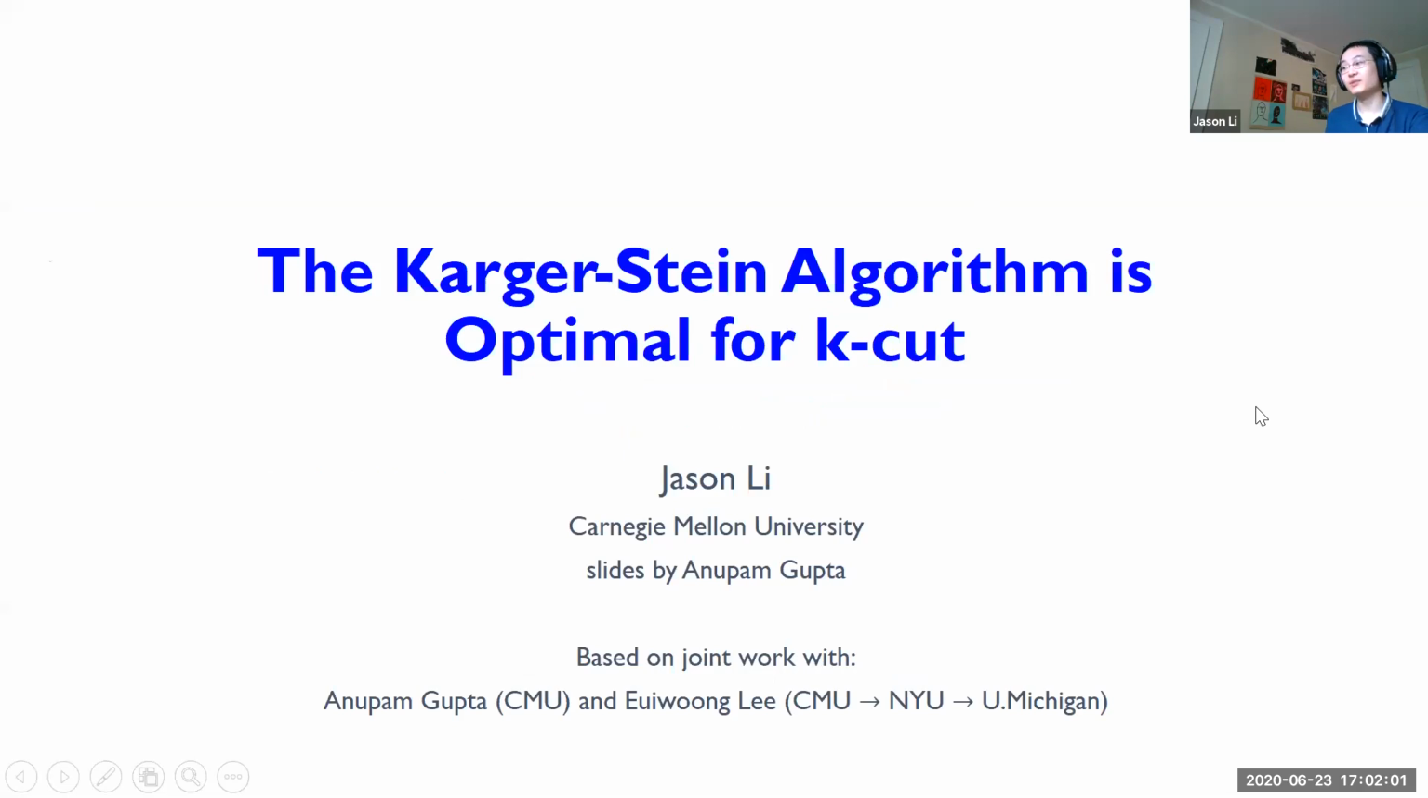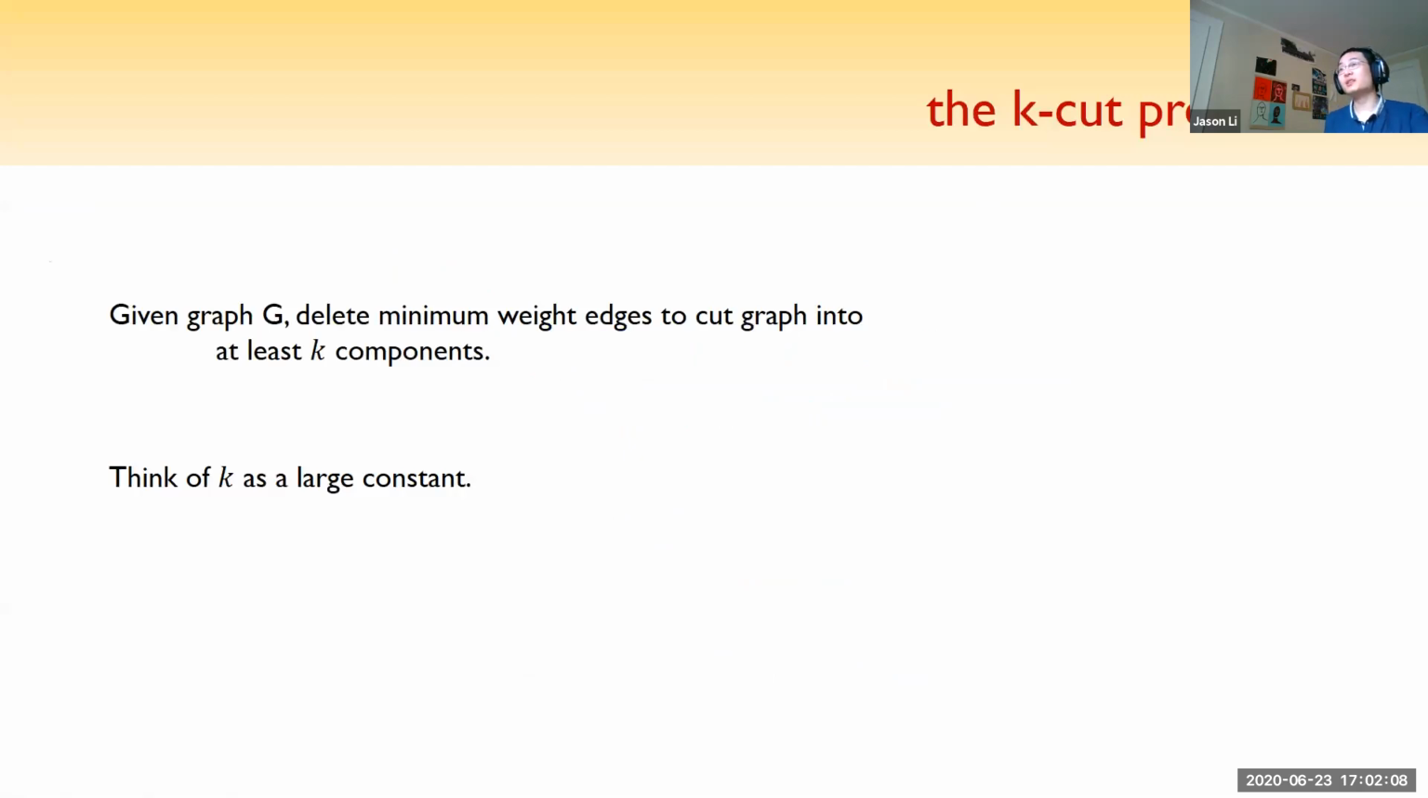Okay, so this talk will be on the Kcut algorithm is optimal for Kcut. I'm Jason Lee from CMU, and these slides are by Anupam Gupta. In this talk, we'll be considering the Kcut problem. Given a graph, we want to delete the min-weight set of edges to cut the graph into at least k pieces. This is a generalization of the global min-cut problem, which is when k is 2. Throughout the talk, think of k as a large constant, say 100.